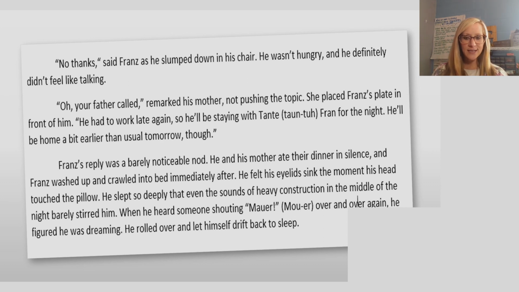Mauer, you can see in the second to last sentence there, it's pronounced Mauer. And somebody is repeating it over and over again. It's a German word that means.